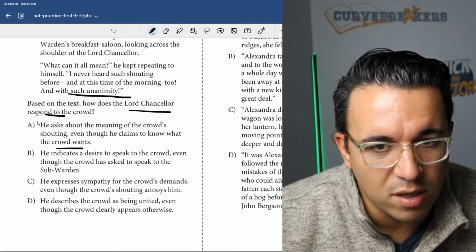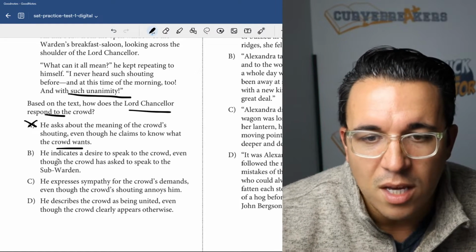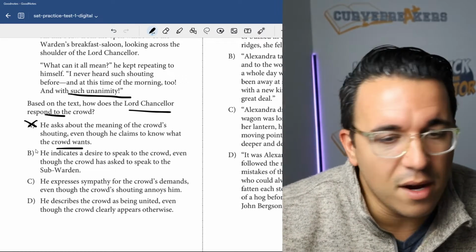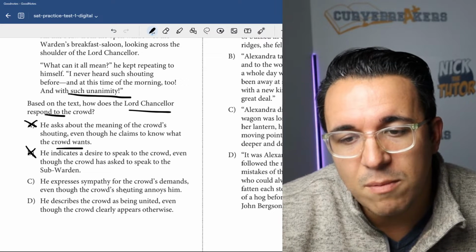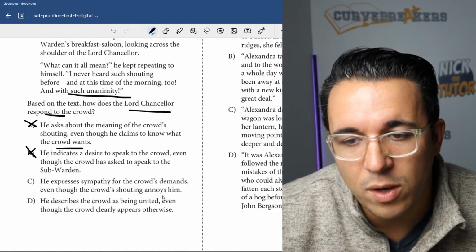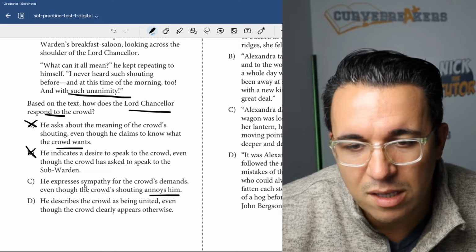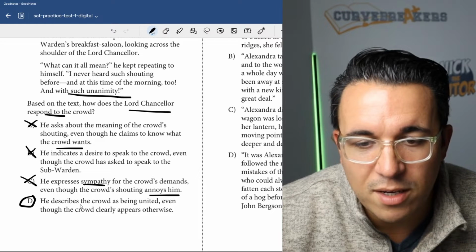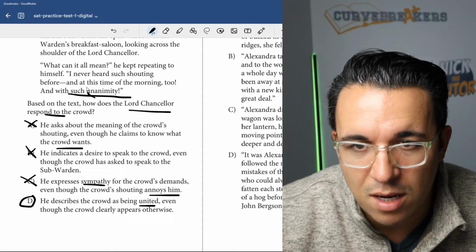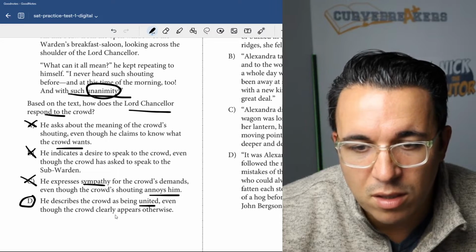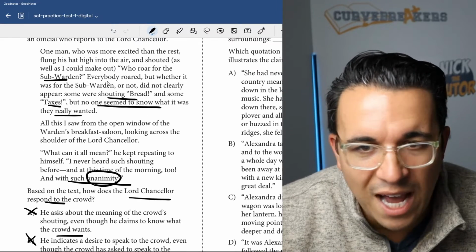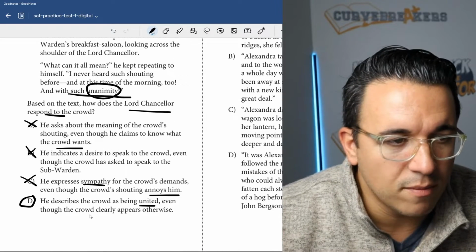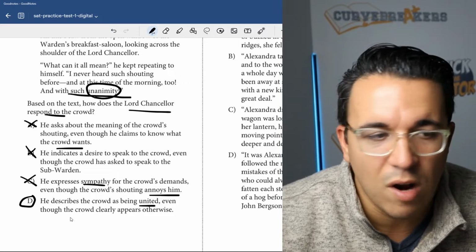So the first part is correct, but the second part seems wrong. He indicates a desire to speak to the crowd, even though the crowd is asked to speak to the subordinate. He's not indicating a desire to speak to the crowd, so that is wrong. He expresses sympathy for the crowd's demands, even though the crowd shouting annoys him. I'm not sure they really mention that, sympathy or being annoyed, so I'm probably going to say D here, but let's read it anyway. He describes the crowd as being united, so that's the unanimity here, even though the crowd clearly appears otherwise. So yeah, they're shouting about taxes and bread. That usually means they're kind of mad, right? So remember American history, English history, right? Taxes are something that cause riots and stuff like that.